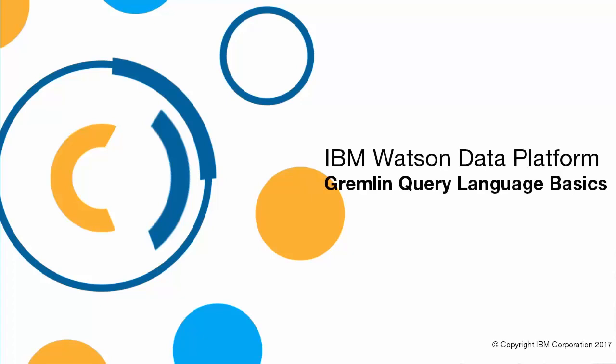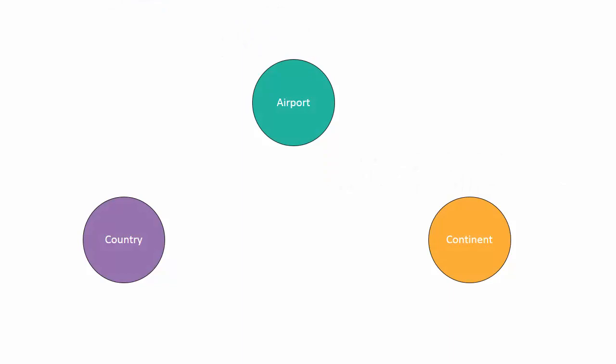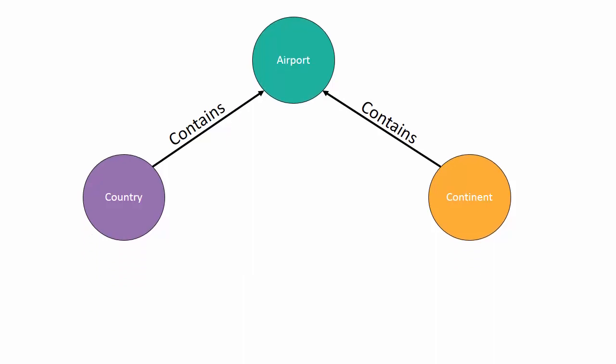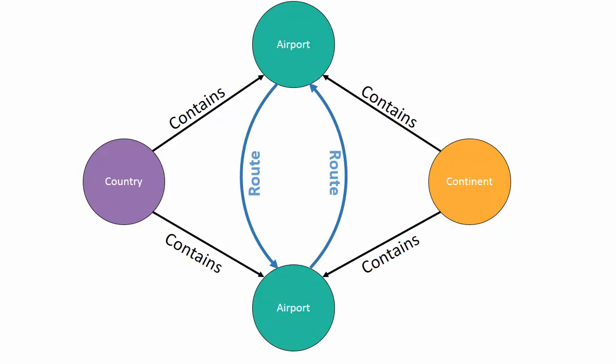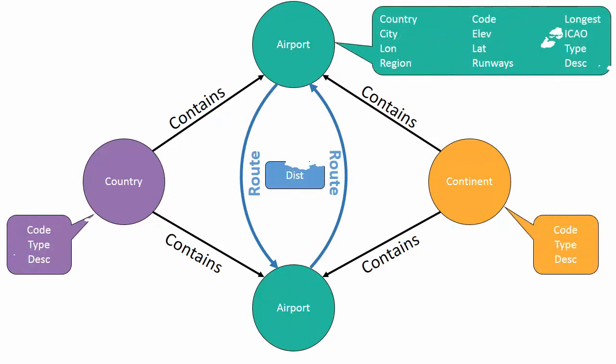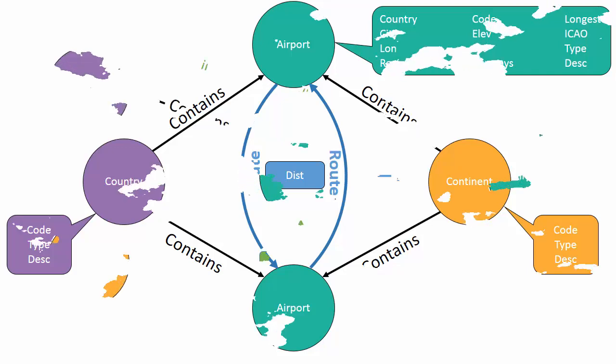This video provides the basics of writing queries in the Gremlin query language. This video uses an airline routes graph database that contains 3 vertex types: airport, country, and continent. The contains edge identifies the country and continent where the airport is located. The route edge connects airport vertices, and each of the vertices and edges have various properties.